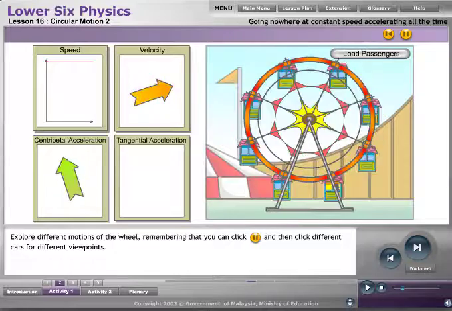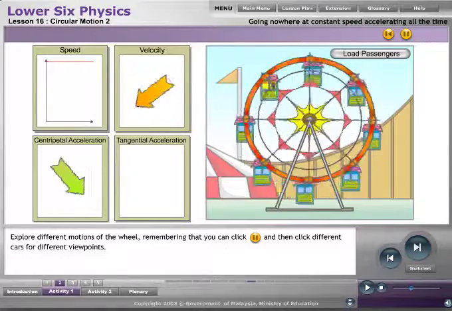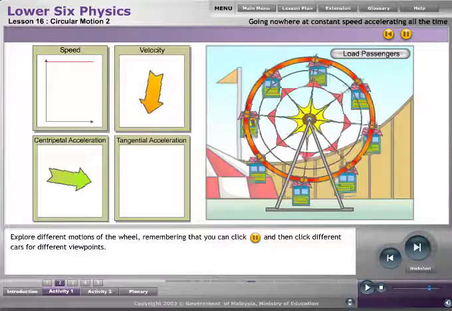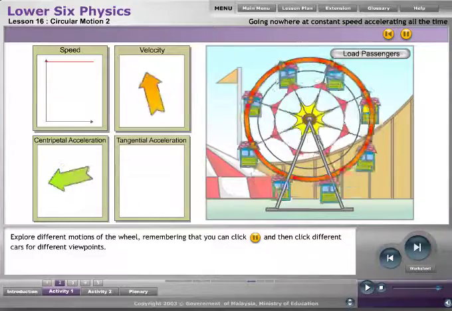Explore different motions of the wheel, remembering that you can click Pause and then click different cars for different viewpoints.